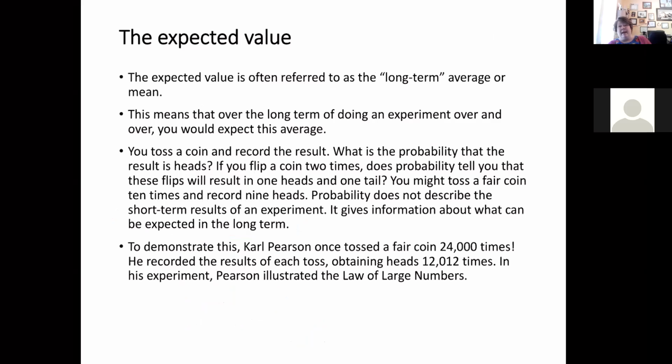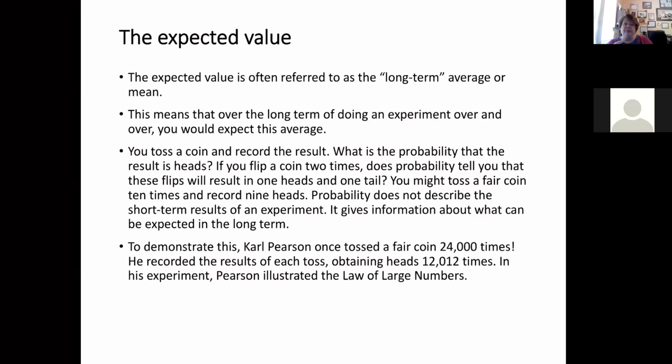Let's define what we mean by expected value. The expected value is often referred to as the long-term average or mean. So expected value is the mean of your probability distribution. This means over the long term, doing an experiment over and over and over and over, you would expect to get this average. So for example, if you toss a coin and record the result, what's the probability that the result is heads?